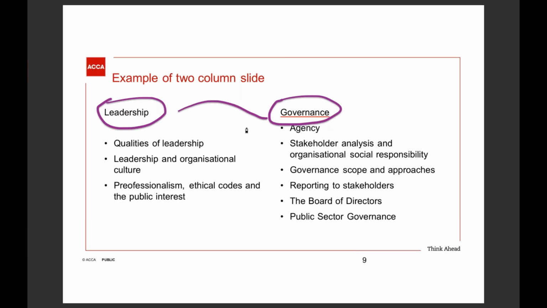You can't just be seeing leadership as it is, looking at the qualities of leadership only, and you can't just be looking at governance, or agency theories, or stakeholder analysis, without being able to put these two things together. Because in SBL, you are supposed to know the relationship between these particular chapters.